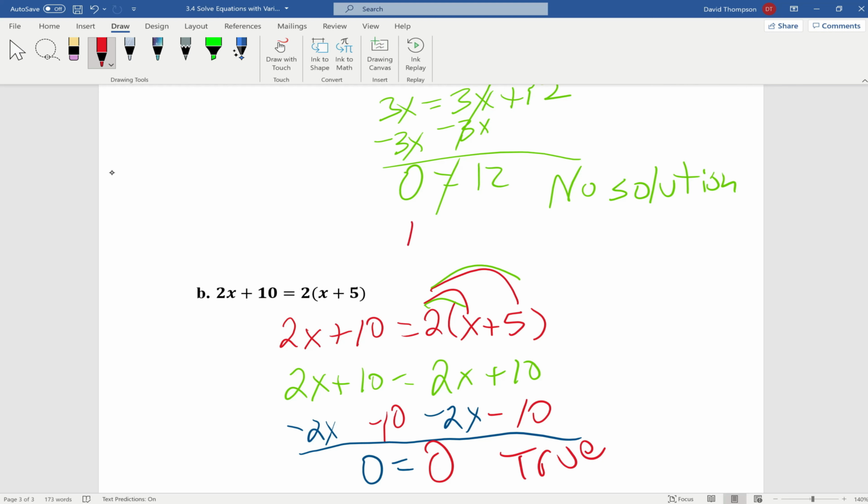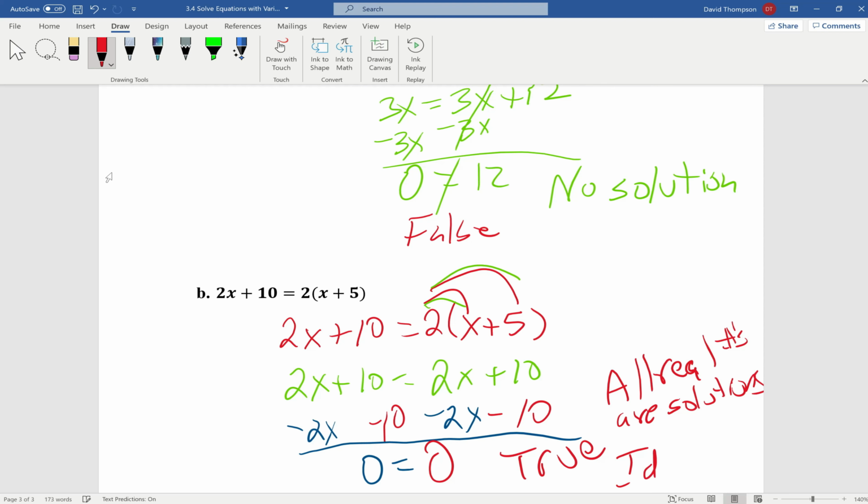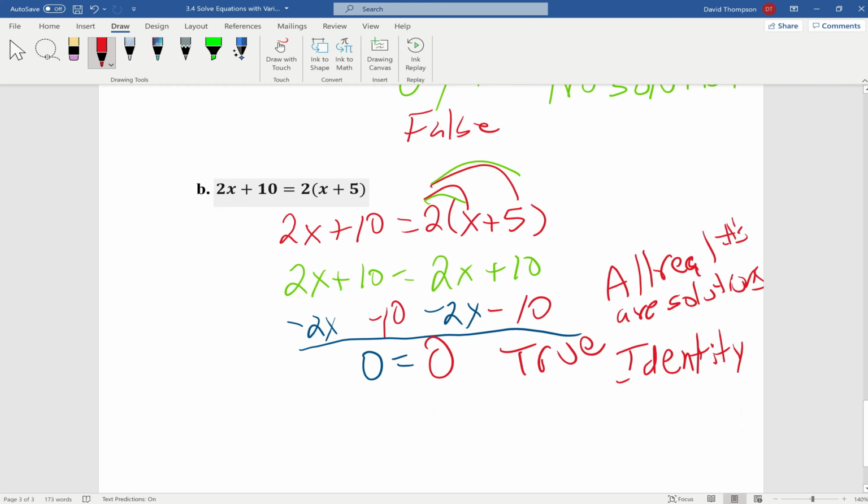Take note that the last statement was false. So in this situation, we can say all real numbers are solutions. Or in our vocabulary, sometimes this is called an identity. So we can call this an identity equation. And we are done with example 4.